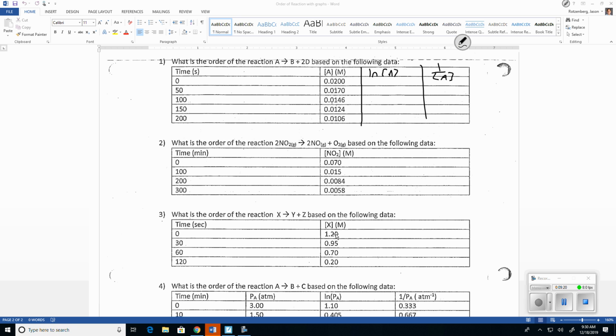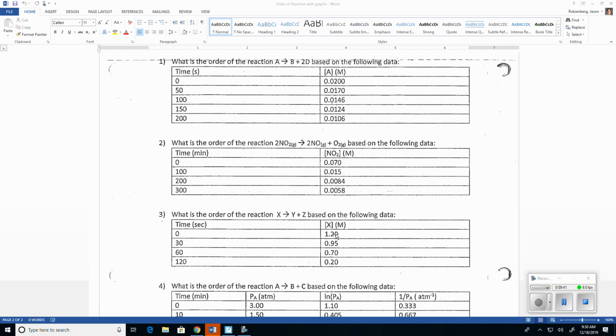You would simply look at first concentration. If that's linear, boom, you're done. It's zero order reaction. But if it's not, then you have to get out your calculator and start figuring out the natural log of each of those values and then look at the change over time.